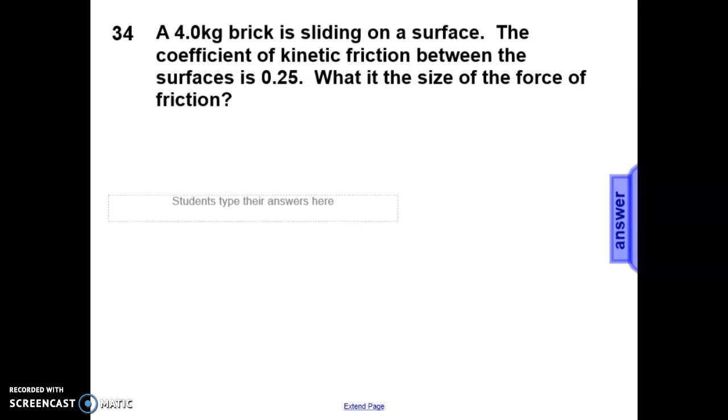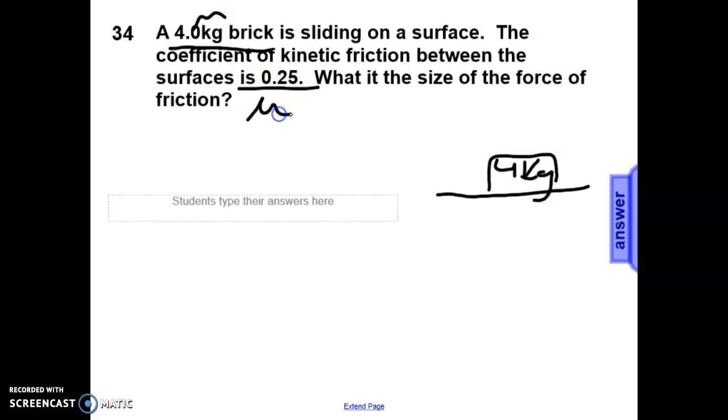So what we have, quite simply, is a box that is sitting on the table. It has a mass of 4 kilograms, and we're going to see that the coefficient of friction is equal to 0.25. The first step in doing this problem is to change this mass into weight.